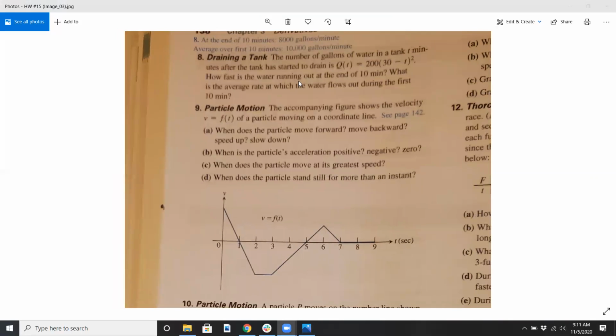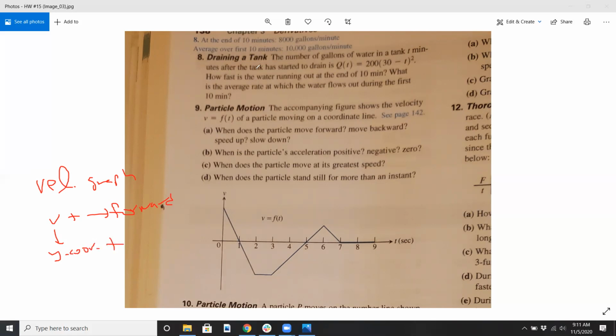So the accompanying figure shows the velocity of a particle on a coordinate line. Okay, when does a particle move forward, move backward? Okay, so this is obviously a velocity graph, right? So just remember what kind of graph you have. We have a velocity graph. So when velocity is positive, we're moving forward. So what's the connection to the coordinate geometry? That means when the y coordinate is positive.